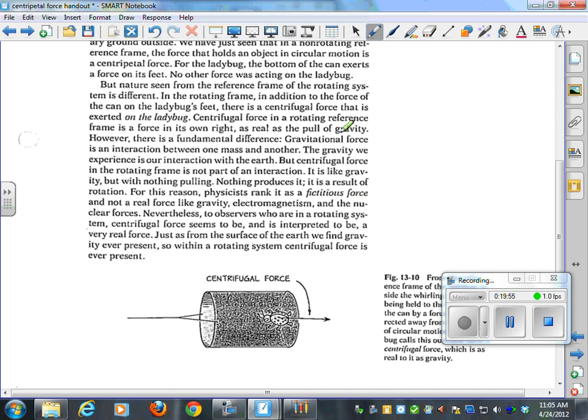Okay. So, the gravity we experience is our interaction with the Earth, but centrifugal force in the rotating reference frame is not part of an interaction. It is like gravity, but with nothing pulling. Nothing produces it. It is a result of rotation. For this reason, physicists rank it as a fictitious force and not a real force like gravity, electromagnetism, and the nuclear forces. Nevertheless, to observers who are in a rotating system, centrifugal force seems to be and is interpreted to be a very real force. Just as from the surface of the Earth we find gravity ever present, so within a rotating system, centrifugal force is ever present. So once again, here's an example of nature where your point of view, your reference frame, is pretty darn important.